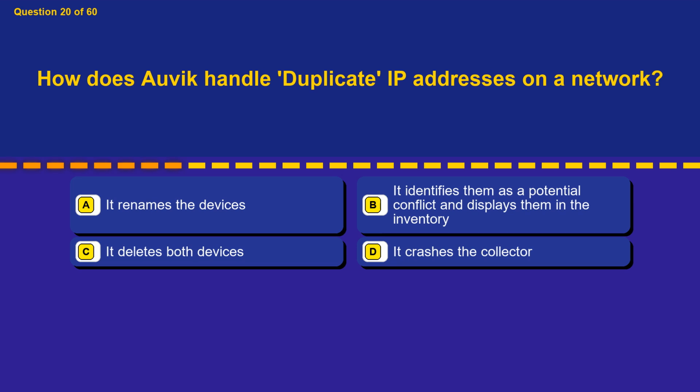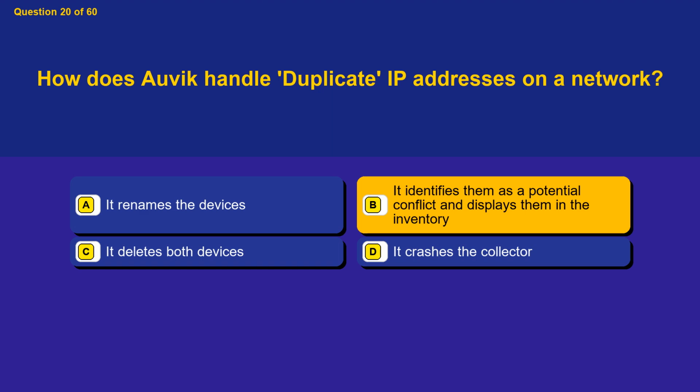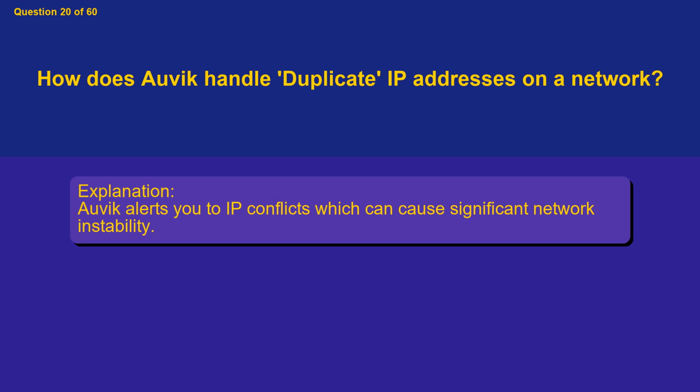Option A. It renames the devices. Option B. It identifies them as a potential conflict and displays them in the inventory. Option C. It deletes both devices. Option D. It crashes the collector. The correct answer is option B. It identifies them as a potential conflict and displays them in the inventory. Auvik alerts you to IP conflicts which can cause significant network instability.